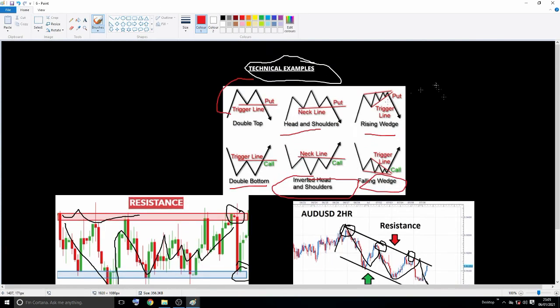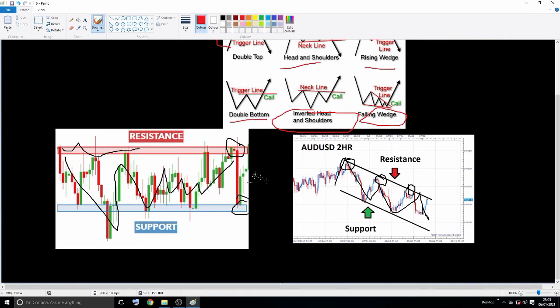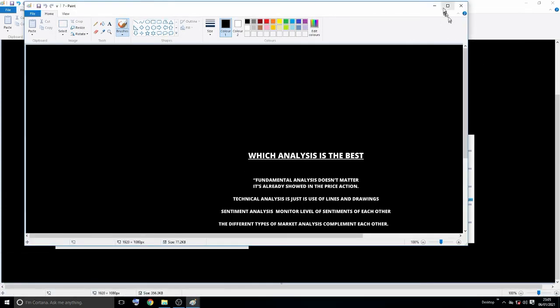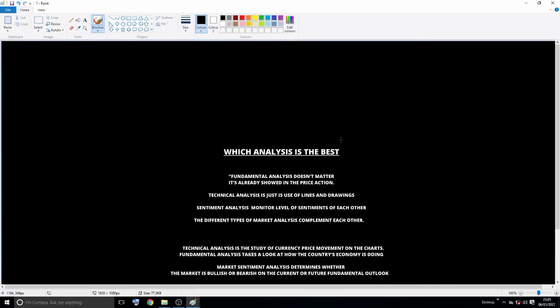They use these patterns, they use support and resistance, they also use trend lines, to try and get where the market is going or where the market might go. So talking about which analysis is the best, now this one is tricky because we are not the same, and we prefer things differently.